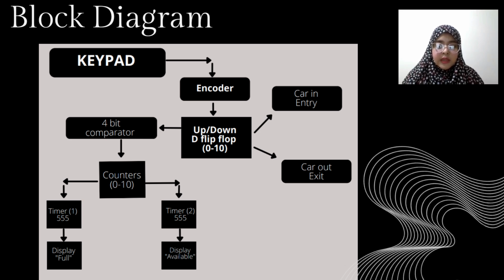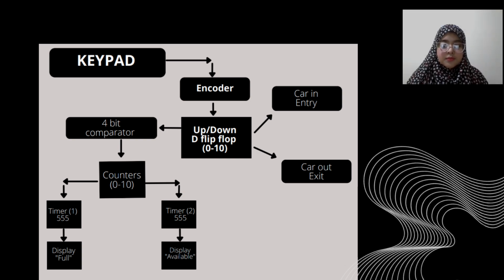When full, timer 1 triggers a full display. When space is available, timer 2 shows available. It's a simple system to manage parking using basic digital logic.